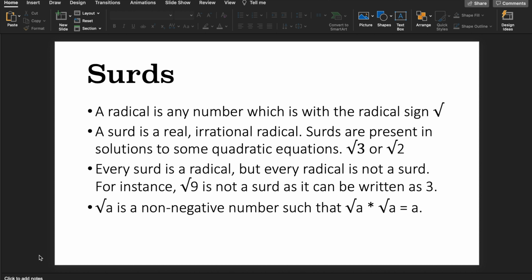The next point is that square root of a is a non-negative number such that square root of a into square root of a, meaning square root of a whole squared, is equal to a. So that's the whole thing. Just remember that this is very important: every surd is a radical, but every radical is not a surd. A radical can be irrational or rational, but a surd has to be an irrational radical.